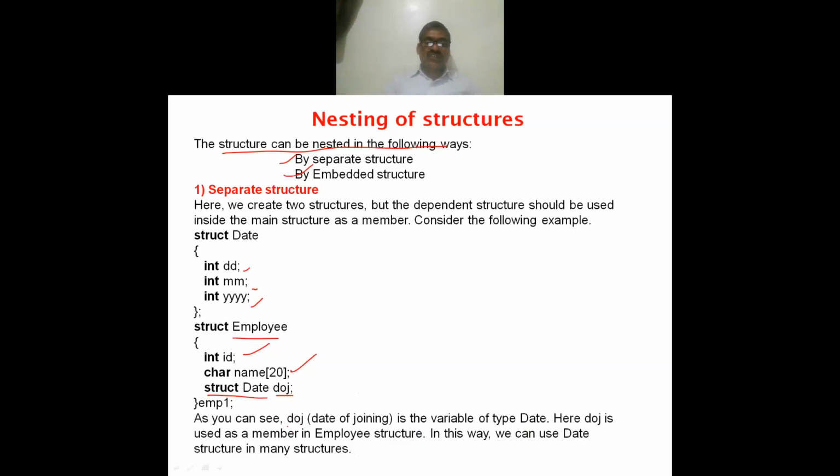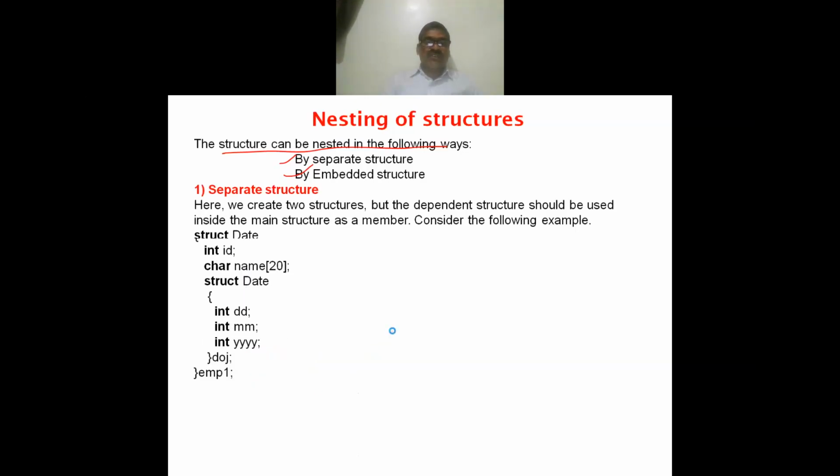As you can see, date of joining is a variable of type struct date. Here doj is used as a member in the employee structure. In this way, we can use a date structure in many structures. Not only the employee structure, we can use struct date as a member in any other structure also. This is one way of nesting.